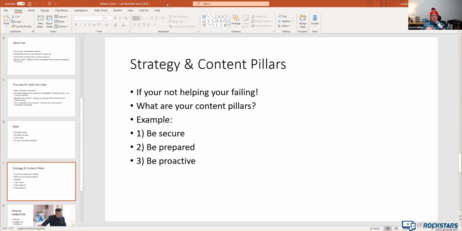a content pillar could be secure. Cybersecurity is such a big topic, and there are so many topics under being secure, and that could be one of your content pillars. Second one, be prepared. Again, there's maybe a cyber element to that, but more of a disaster recovery, or if you have been affected by ransomware, is being prepared, having a backup plan, a disaster recovery plan, having an image, having backups that work, testing the backups work. That's a really useful content pillar for your audience.